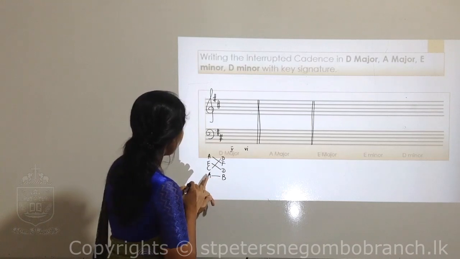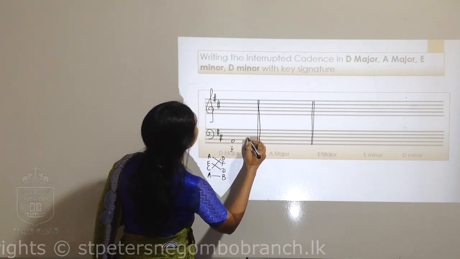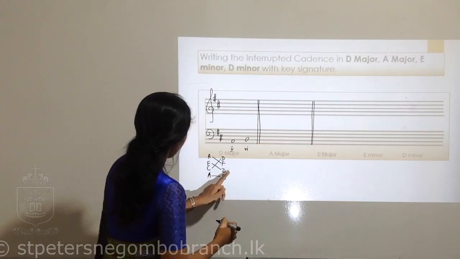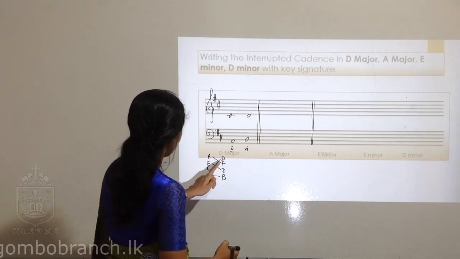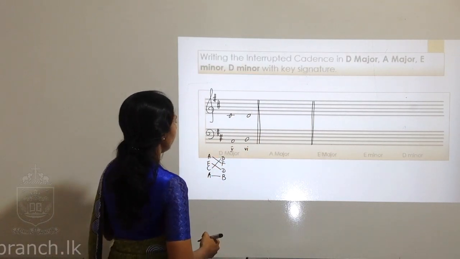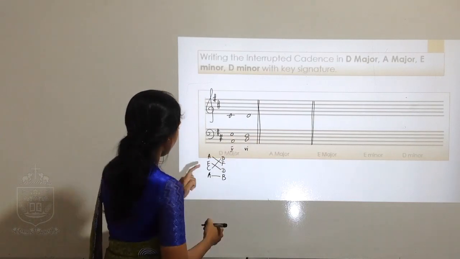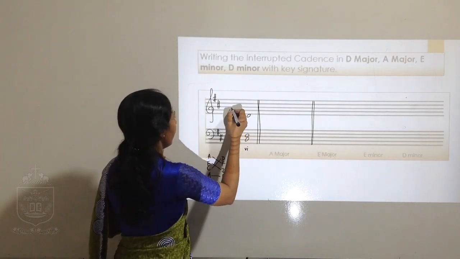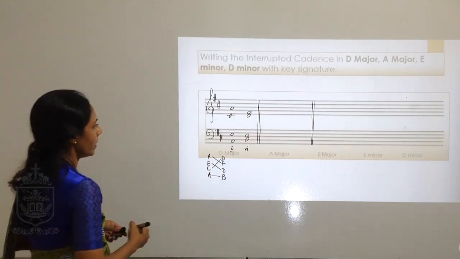So bass notes, we'll put the bass notes A, B, A, B, C, D, C, D, C, D, E, D, E, D, A, F, A, F. A major.